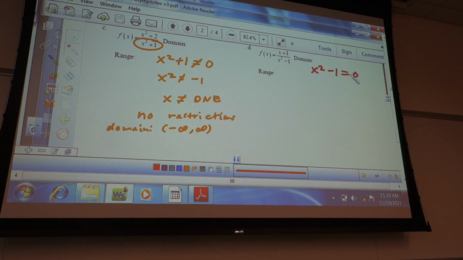equals 0. Add 1 to both sides. X squared equals 1. So if we square root both sides, we end up with x equals positive or -1. That's why x can't be -1 or positive 1. So my domain is x can't be -1 or 1, because if it were, we'd get 0 underneath, and you can't divide by 0. The whole world just blows up. So that's a good thing.